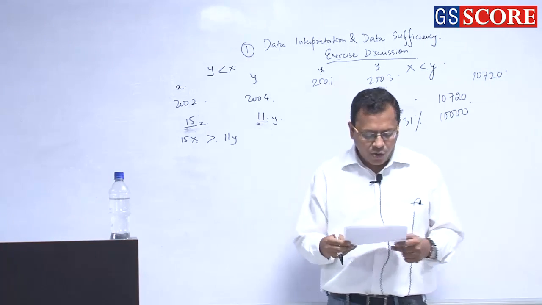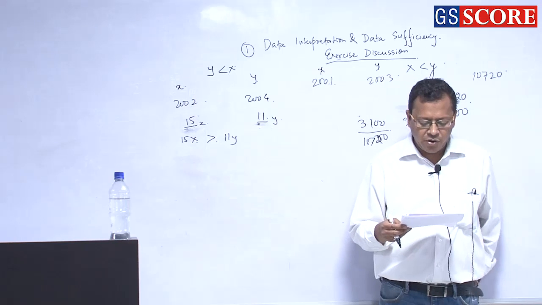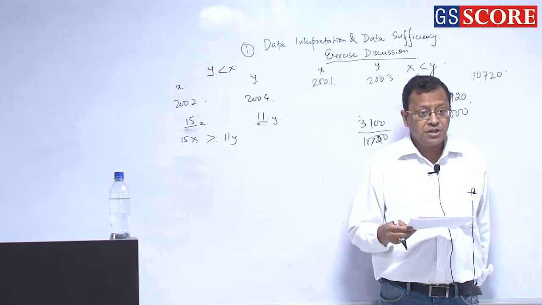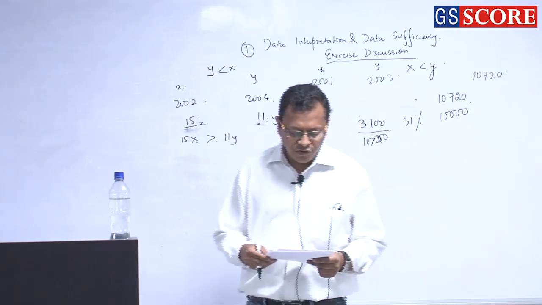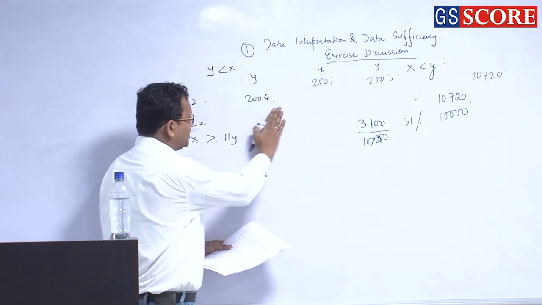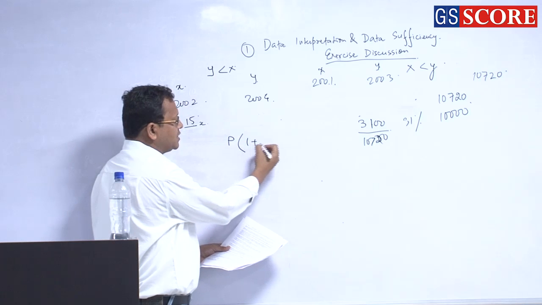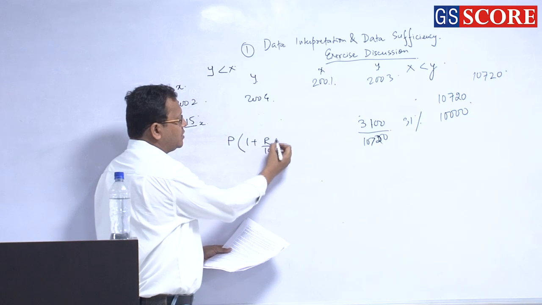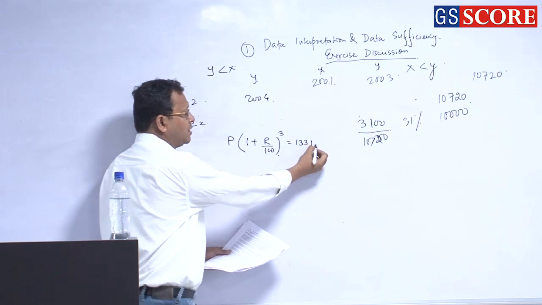Clear or not? What is the rate of compound interest? A certain amount invested at compound interest amounts to 1331. The amount was invested for a period of 3 years. So what is the answer then? We can say P, the principal, into (1 plus R by 100) raised to the power 3 is equal to 1331.